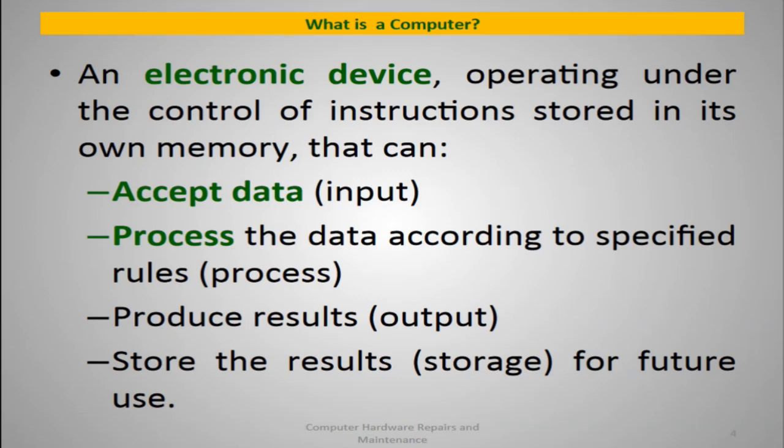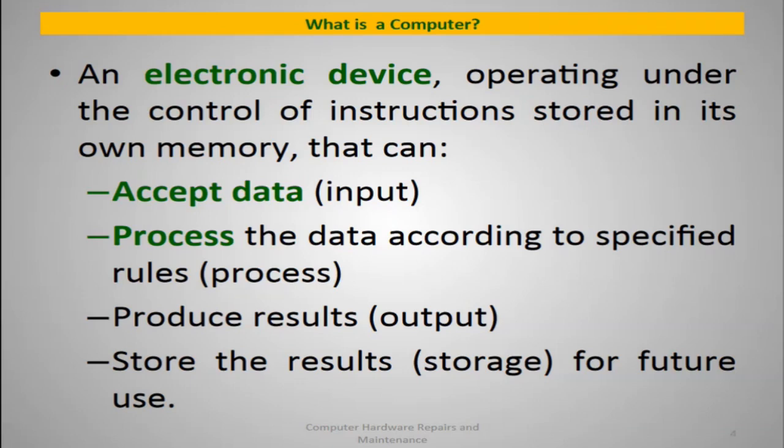Now, as you can see on the screen, it's telling us that a computer is an electronic device operating under the control of instructions stored in its own memory that can: 1. Accept data, 2. Process the data, 3. Produce results, 4. Store the results for future use. Whether you are asked formally or informally, this is how you are expected to answer what a computer is.